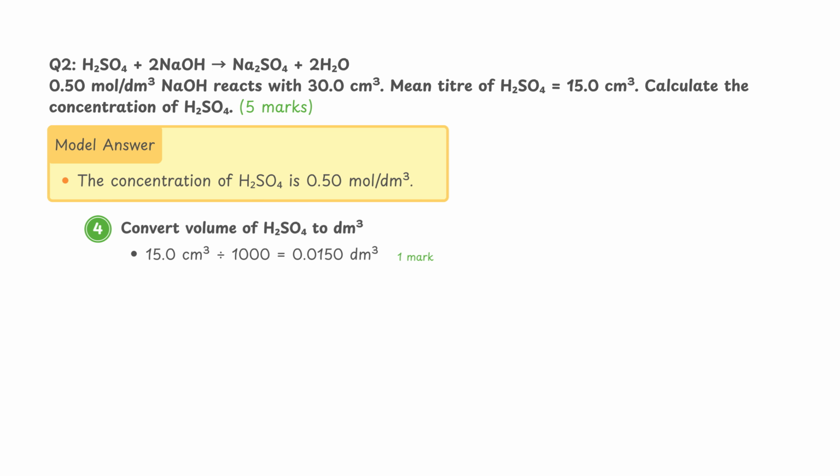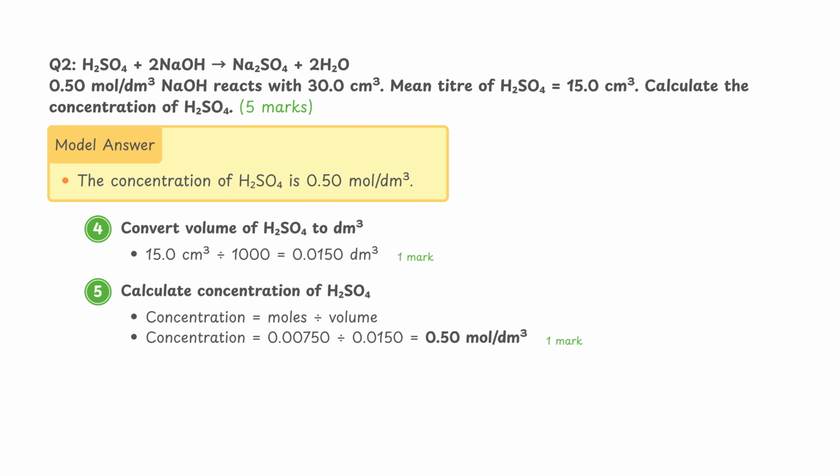Step 4. Convert the volume of sulfuric acid to decimeters cubed. 15.0 centimeters cubed divided by 1,000 equals 0.0150 decimeters cubed. Step 5. Calculate the concentration of sulfuric acid. Concentration equals moles divided by volume. Concentration equals 0.00750 divided by 0.0150. This equals 0.50 moles per decimeter cubed.